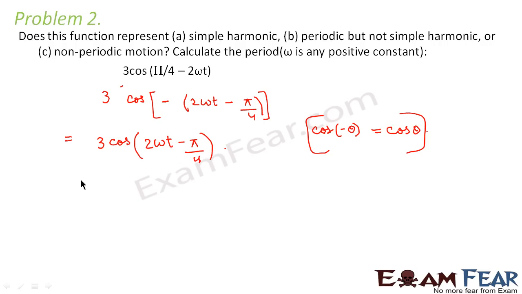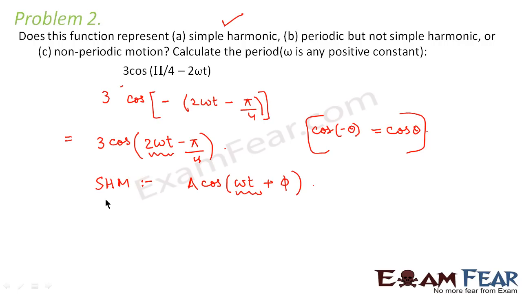Now using the equation for simple harmonic motion, what is the general equation? That is equal to a cos of omega t plus phi. Here we have omega, but in this case we have 2 omega t. Using the same logic which we applied before, we can say that this function is a simple harmonic motion because it is of this pattern. So the motion is SHM. This is also simple harmonic motion.